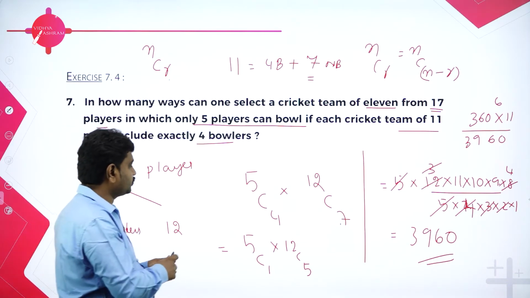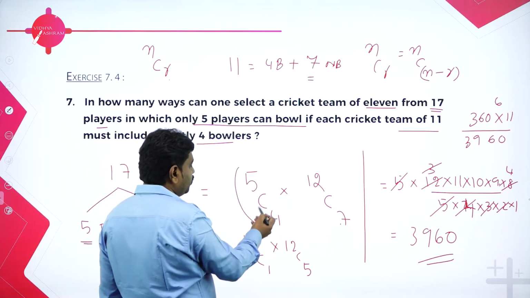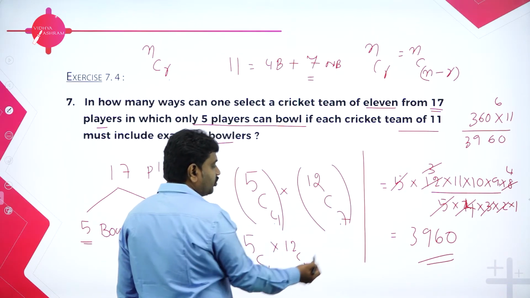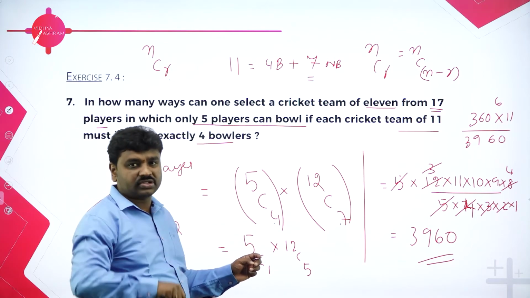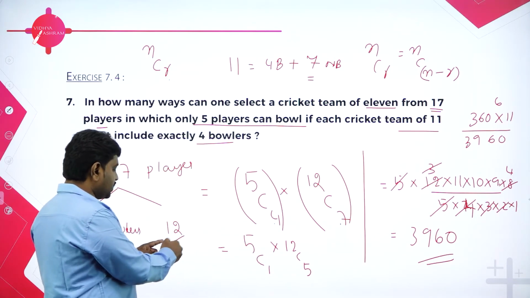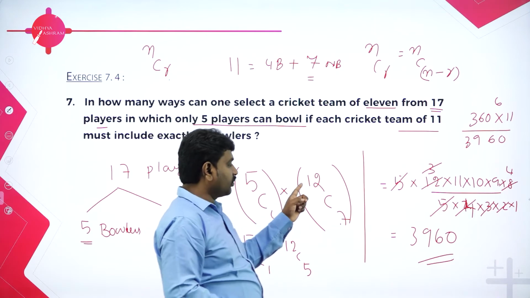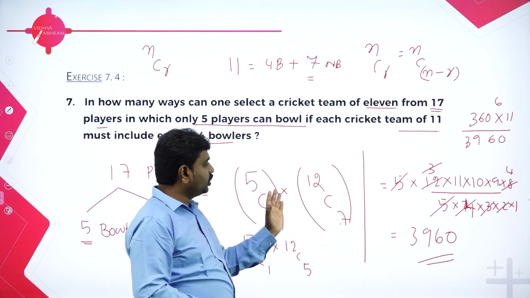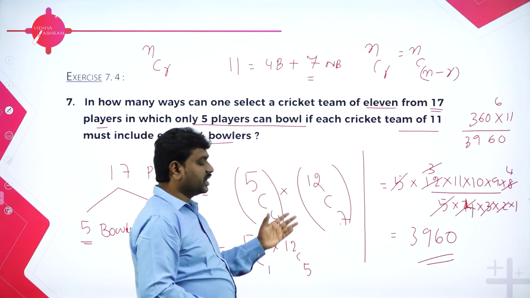Logic is simple. Out of 5 bowlers, you have to select 4 bowlers. That can be done in 5C4. But I need 11. So 4 you selected, remaining 7 you should select from these non-bowlers. That is 12. Out of 12, 7 can be selected in 12C7. This is 1 unit. So 5C4 into 12C7, if you do, we'll get the answer.